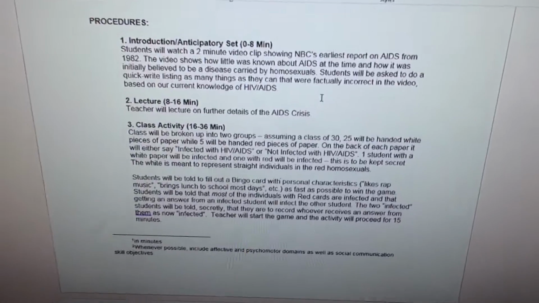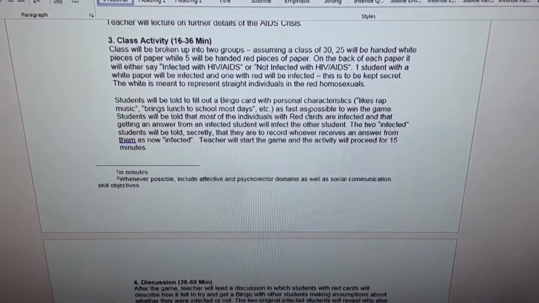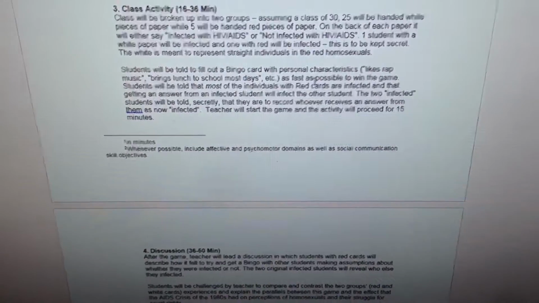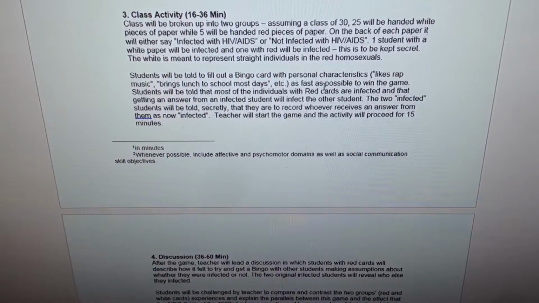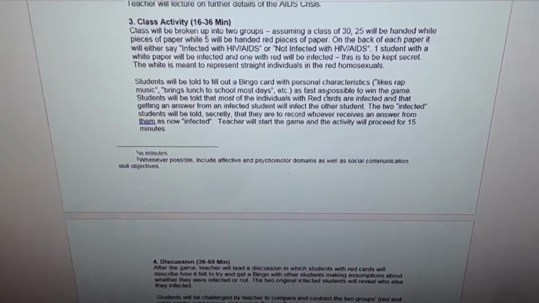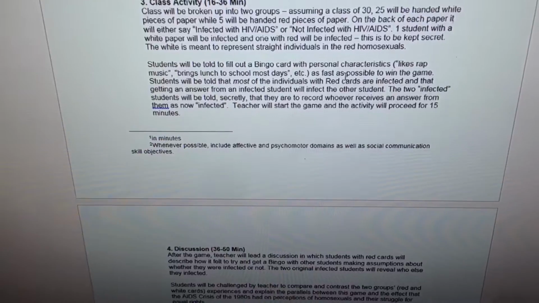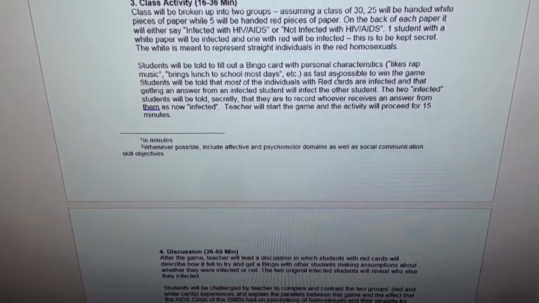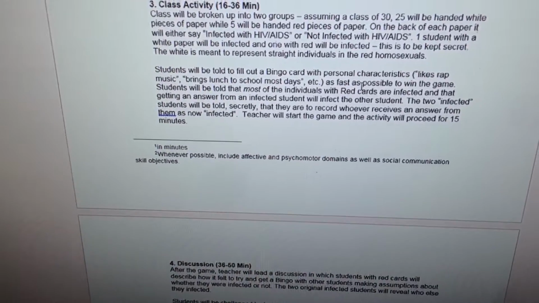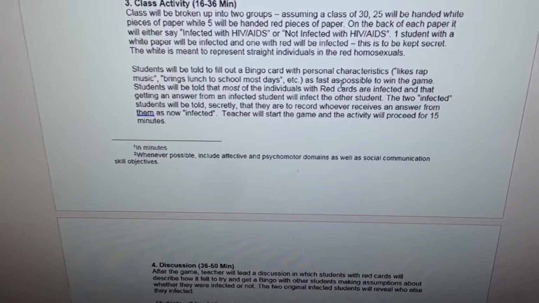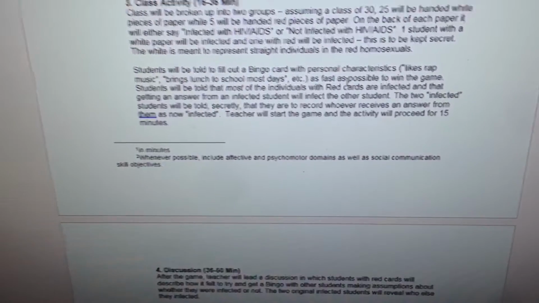After that, I'll do a sort of simulation activity where I'll break the class into a couple groups. Each student will be trying to fill out a bingo card, but some of these students will have red pieces of paper while the rest will have white pieces of paper. The students are to assume that the red piece of paper students are infected with HIV and AIDS, and that if they receive an answer for their bingo card, things like, what sort of music do you like, or someone who brings lunch to school on most days, from someone with a red paper, they will likely contract the virus, and the goal is to fill out the bingo card without contracting the virus.